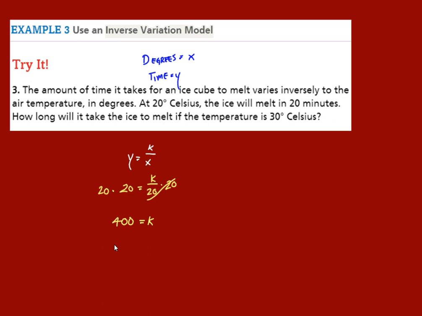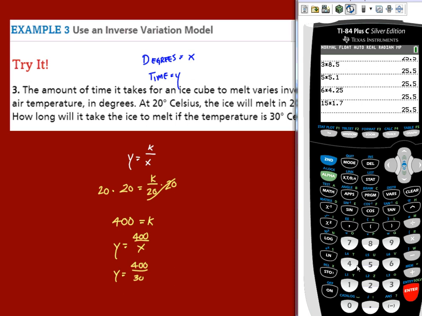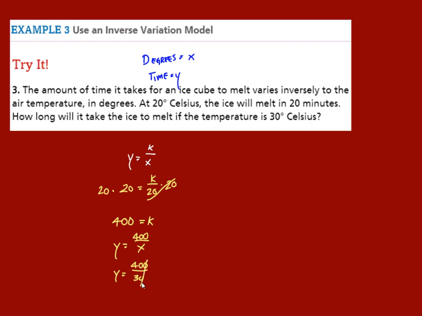Alright? So that means my equation is now y equals 400 over x. And we just go back in and plug in 30 degrees for my x. So I'm going to get y equals 400 over 30. And in our calculators, well, obviously the zeros will cancel and we get 40 over 3. And I think that's going to be the final answer.